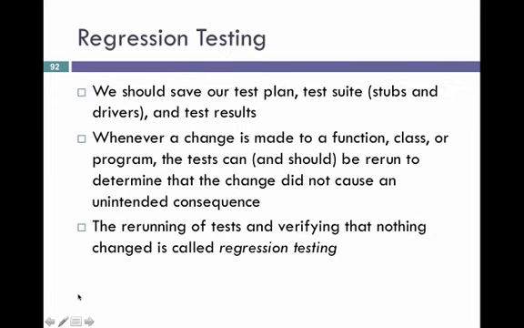Now, once we have our test plan and our test suite, the stubs and drivers and test results, we can save this, and then whenever we make a change to a function or a class or the program, we can rerun the tests to make sure we didn't have some unexpected consequence. And this rerunning and verifying is called regression testing. In industry, when software products are released and you have a large test framework, then as you create future versions and modifications to this product, it's very common to do regression testing to make sure you haven't broken the things that were working earlier.